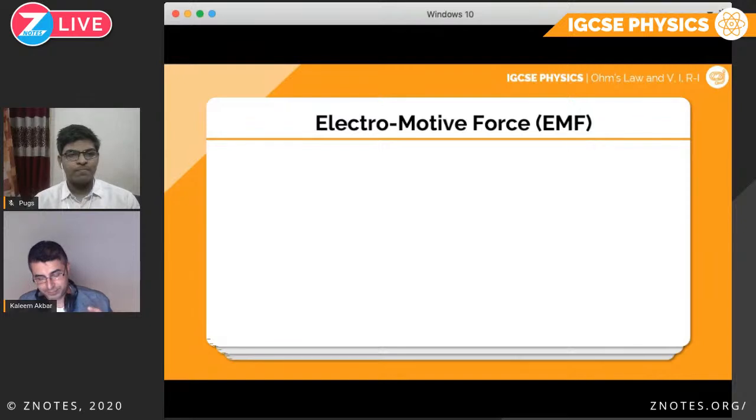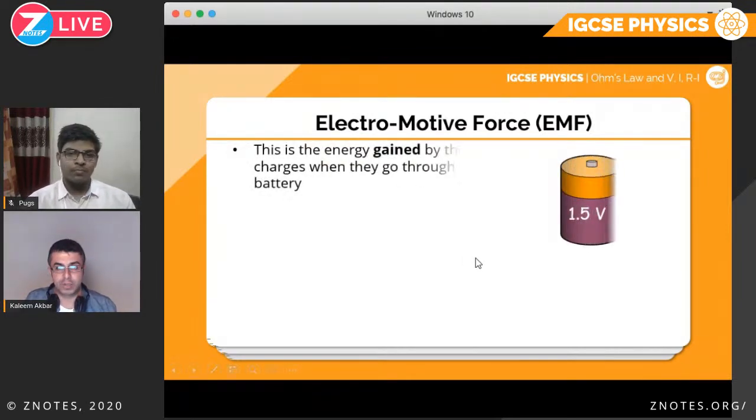So guys, here's where, you know, I said to you current is the flow of charge or rate of flow of charge, if I'm being geeky. Or you could say current is the rate of flow of electrons. Why do I ask you to stay away from current is the rate of flow of electrons? Because of the definition I'm about to give you right now. EMF, electromotive force, another name for voltage. Okay? This is the energy gained by charges when they go through a battery. Notice it says charges, coulombs of charge, not each individual electron.